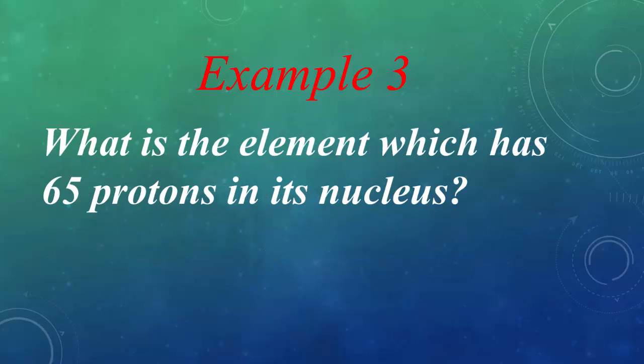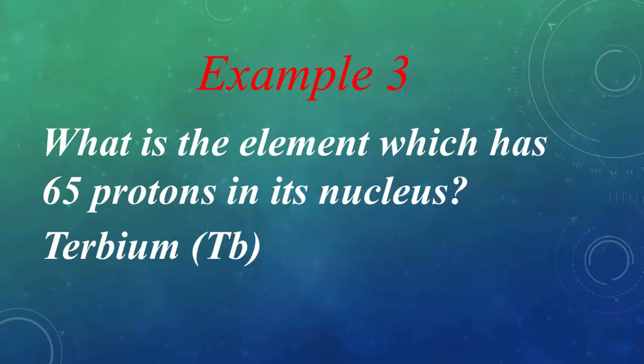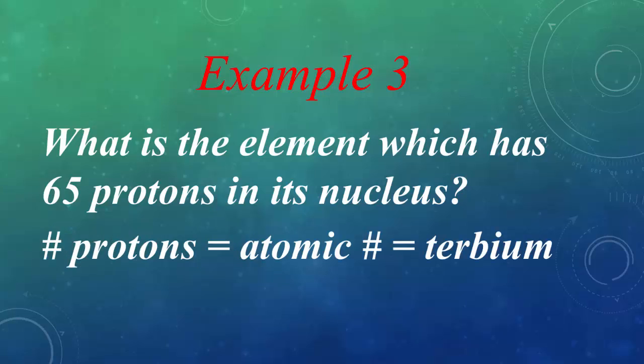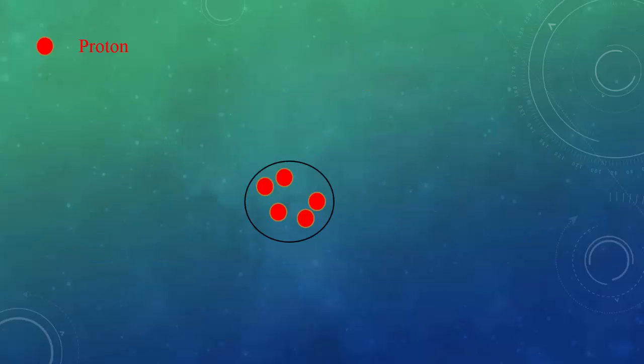Atomic number equals number of protons, so 92. Another example. What is the element which has 65 protons in its nucleus? Stop and continue once you have the answer. The answer is terbium. How do you get that answer? Well, the number of protons equals the atomic number, so 65 protons equals an atomic number 65, and you see that equals terbium.